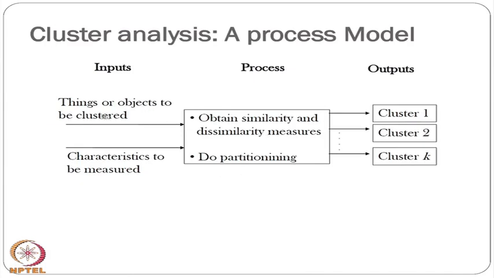that we require objects to be clustered and characteristics to be measured, which we have already seen for the safety data case. The things to be clustered are departments, and the characteristics are MIS, SS, MSS and MEDS. Then we want some similarity or dissimilarity measure. We are saying we are going for the distance measure, either Euclidean, squared Euclidean, Manhattan distance or Minkowski distance, and then we require a partitioning algorithm.